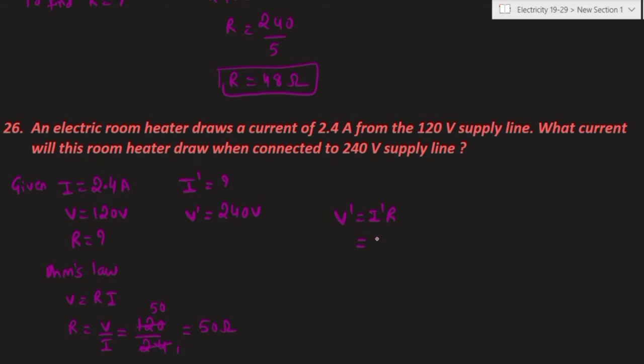What is the current he is asking in the problem? Current is how much? V dash divided by R. V dash is how much? 240 divided by 50. The zeros get cancelled. 5 ones are 5, 5 fours are 20, so 4.8. That is 4.8 ampere is the new current. Let us move to the next question.